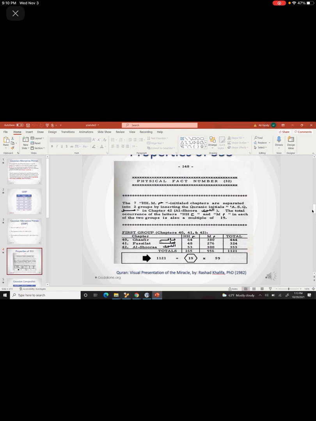And as I showed you in the previous unit, if you add up 40 plus 41 plus 42, the number of Ha Mims in those chapters adds up to 1121, which is 19 times 59, which has a further property based on primes and their indices, 8 and 17. And 817 happens to be the frequency of Alif Lam Meem in chapter 31 in the Quran.